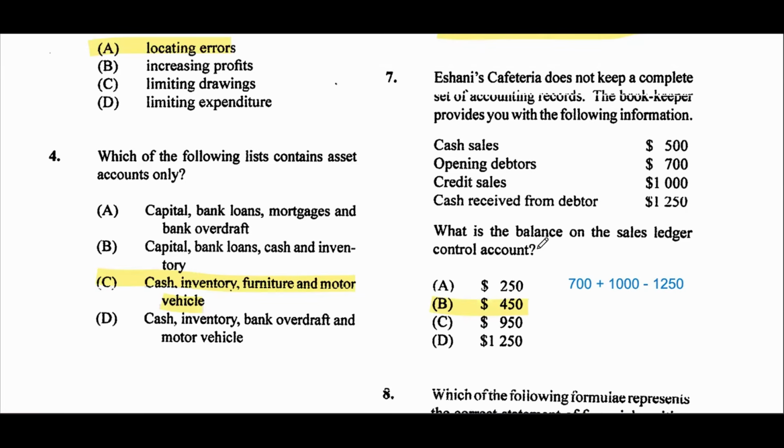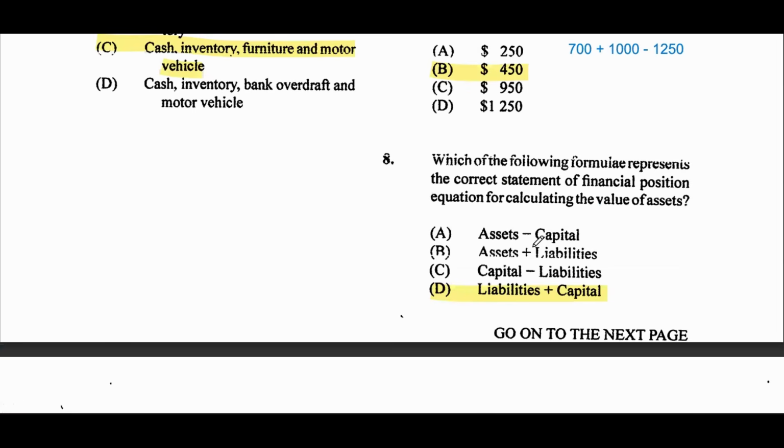Now, the sales ledger control account records all your transactions between you and your debtors, right? That is the sales ledger control account. Now, a cash sale is not a transaction between you and a debtor, so cash sale is out of the equation, guys. So opening debtors was $700 plus credit sales. That's going to give us $1,700 being owed to us, minus what we did receive, $1,250. So 700 plus 1,000 minus $1,250 will give us our closing balance as B, $450. Good. Moving on to question 8.